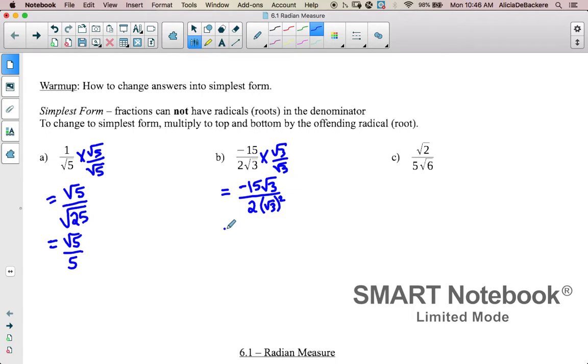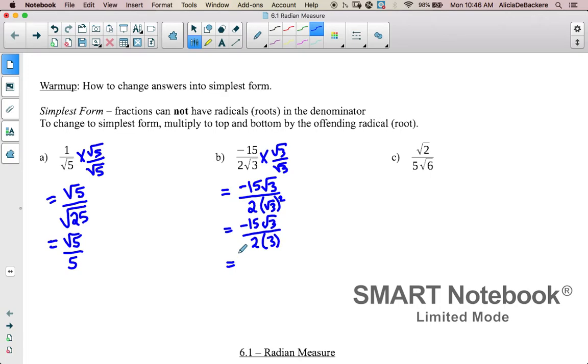And when I go to simplify this now, I've got negative 15 times root 3 in the numerator. And then in the denominator, I've got 2 times the square root of 3 being squared. When I square a root, they cancel each other out, and I'm just left with the 3 there.